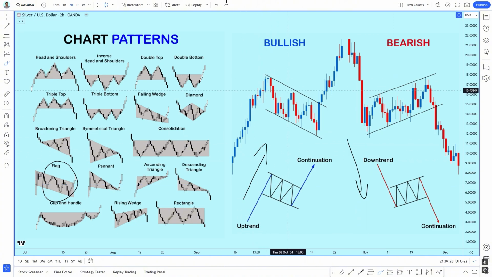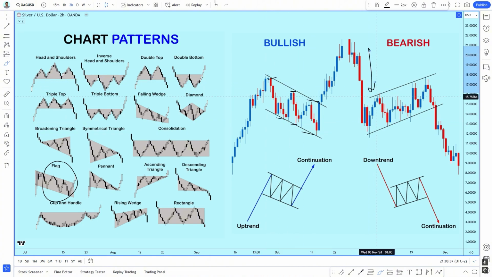In an uptrend we want to enter and buy when price breaks this trend line, and in a downtrend we want to enter and sell once the price breaks this trend line. With this trend line we have a formation of lower highs and also lower lows. In the other case we have a formation of higher highs and also higher lows.